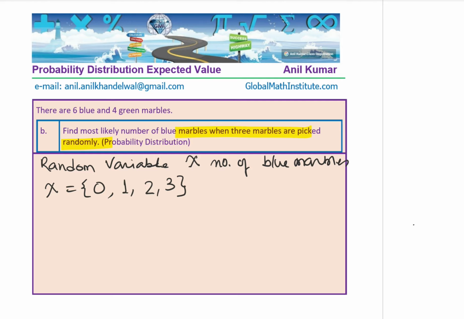What is the probability of not getting any, for getting 1, for getting 2, for getting 3? So for each, we will now find the probability, right? So we'll find probability for each. Now for not getting any blue, that means all the 3 were green, right? So we know the value of x. This x is basically the total number of blue marbles, right?